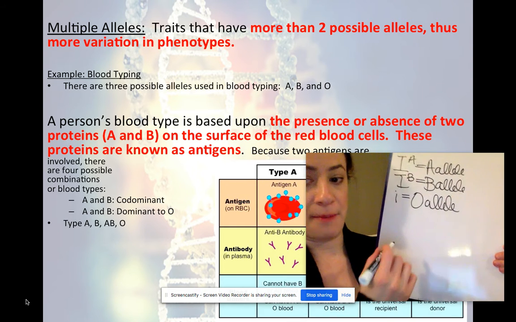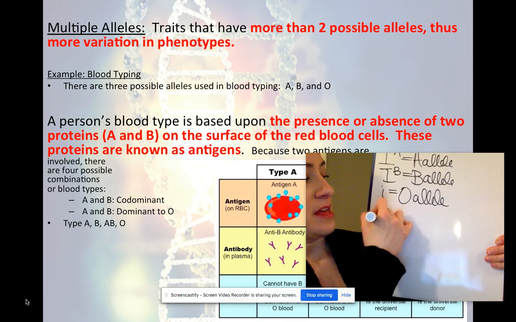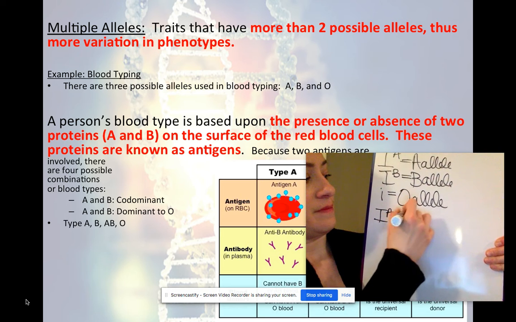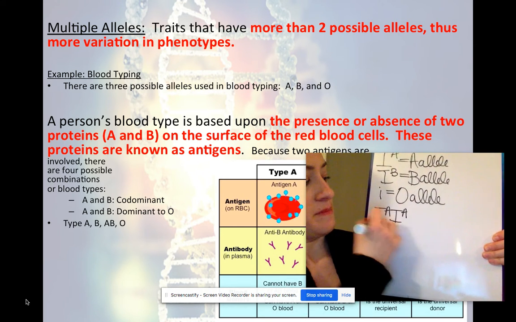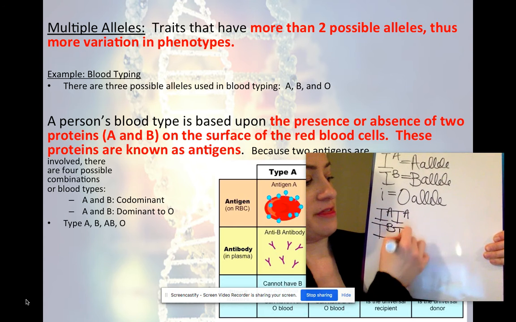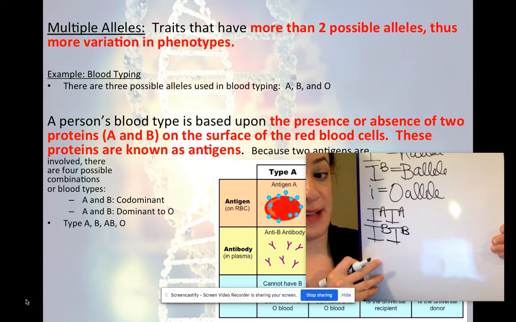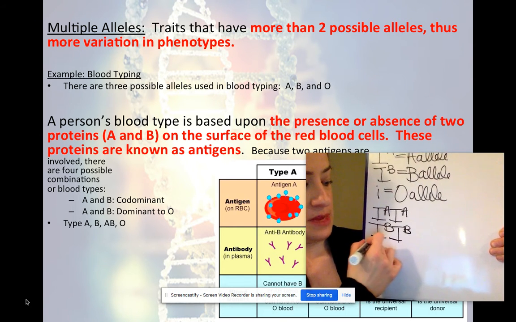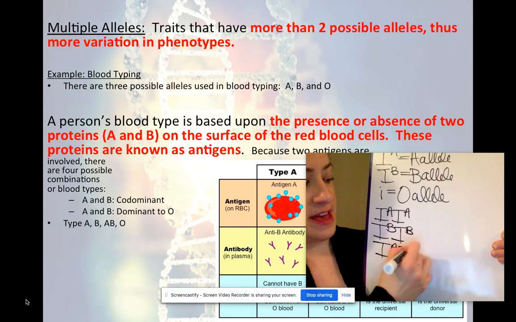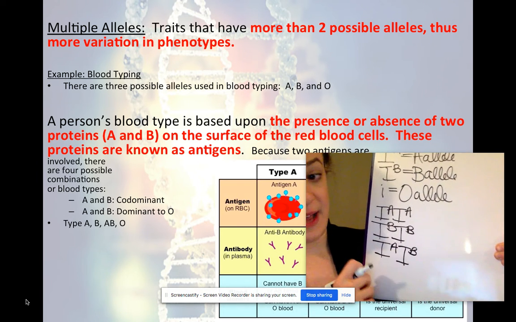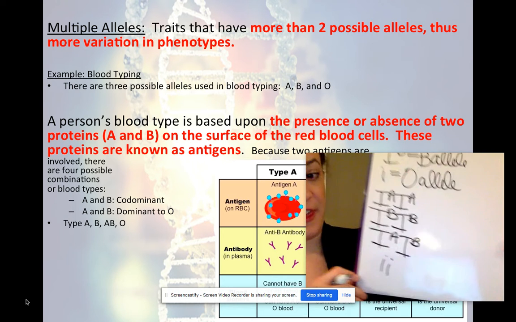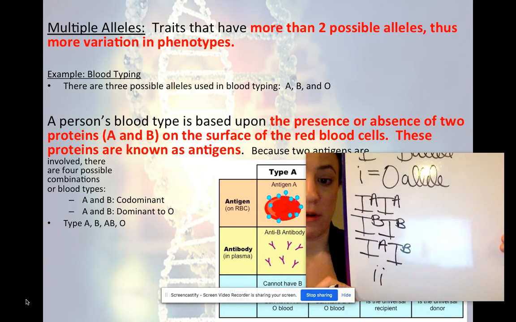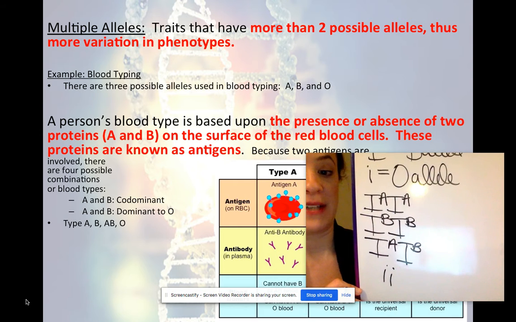So for example, with blood type, if you are this, you're blood type A. If you are this, you're blood type B. If you are this, you're blood type AB. And if you are this, you're blood type O. So you could be one of these four blood types.